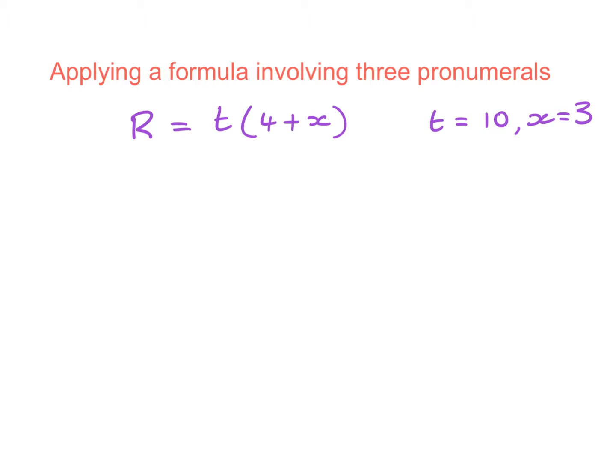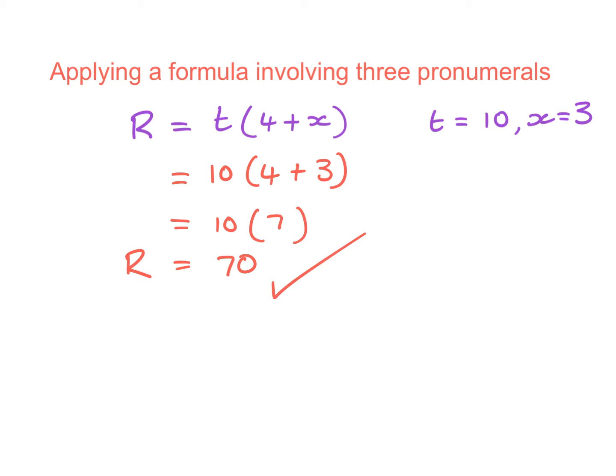So it'll look something like this. Our r stays where it is, and our t becomes 10, and in our brackets we got 4 plus, and our x becomes 3. And remembering our BIMDAS rules, 10 multiplied by 4 plus 3 is 7. 10 multiplied by 7 has to be 70, therefore r must equal 70, and that's our answer.